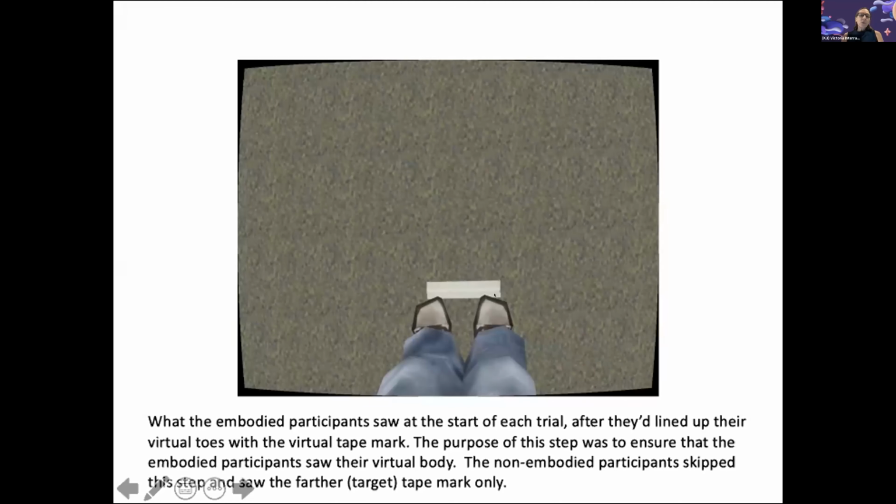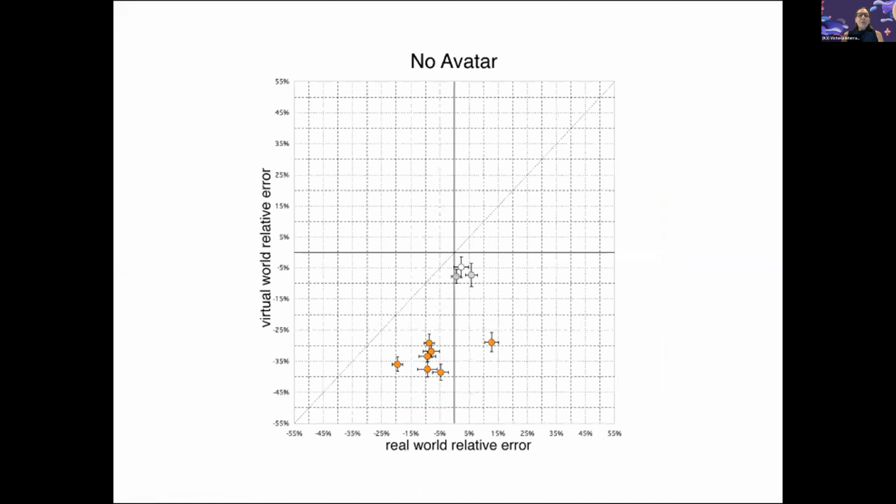Now, the participants who were not embodied didn't get a tape mark. They just looked ahead and saw a target that they closed their eyes and walked to. The participants who were embodied lined up their feet with this tape mark, then looked for the farther tape mark, closed their eyes and walked to where they thought the farther tape mark was. And so this is what we found.